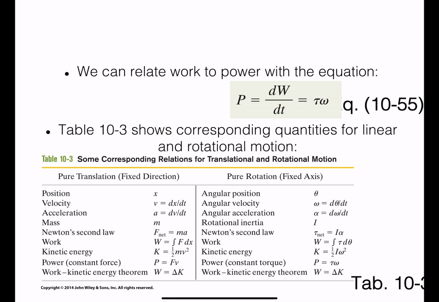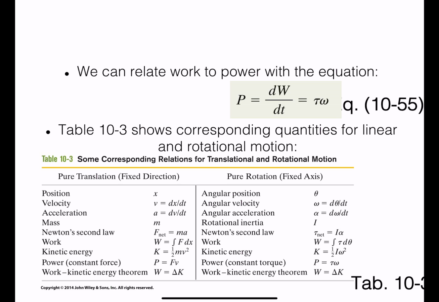Here we can relate work to power with this equation. As I have mentioned, power equals torque times omega. If you translate that in terms of linear, that'll be F times v. In this chart, you can see how all our linear and rotational equations are put together. You can compare and contrast here, so please go through this one.